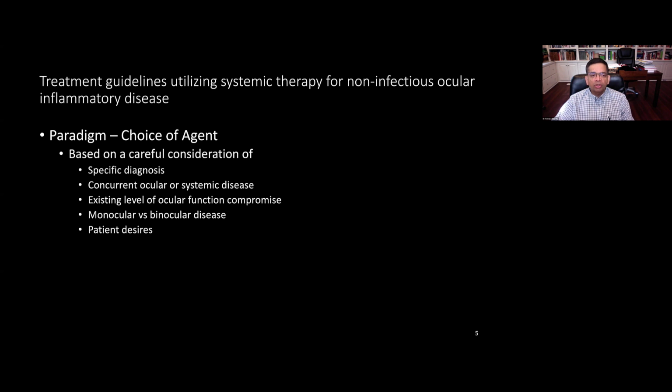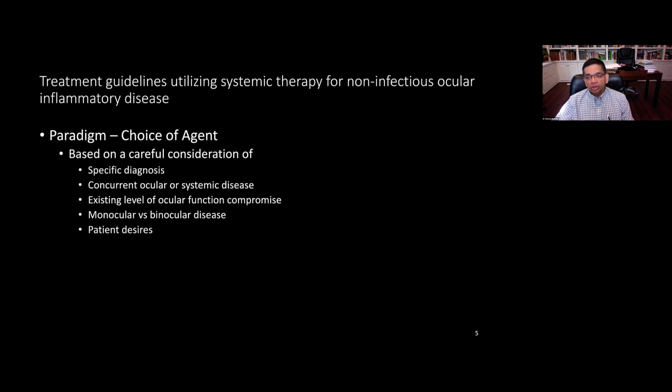The choice of agent is based on the specific diagnosis and whether or not there are concurrent ocular or systemic diseases present and the level of functional compromise. In other words, if the patient has really good vision and has adult onset, mild intermediate uveitis with 20/20 vision and floaters, those patients may not need to be treated as aggressively, and they can be monitored in some cases for the progression of disease course. Some people with that entity may not need any treatment at all.